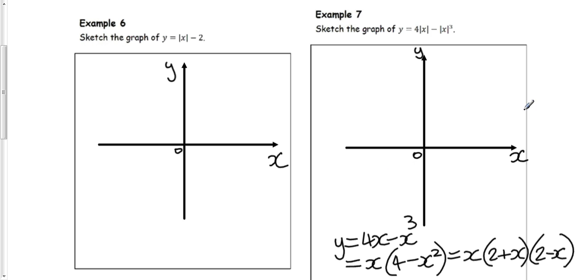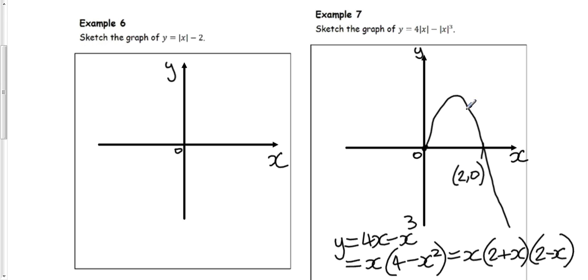So the right-hand section of this graph is going to be the same whether the mod signs are there or not. So remember the graph shape, it went through the origin, curved up on the right hand side, down through the x-axis at 2, 0. It went through the origin as well.